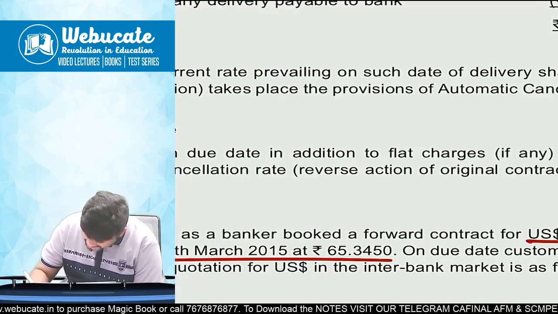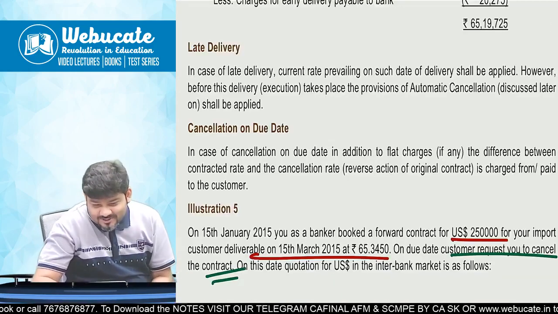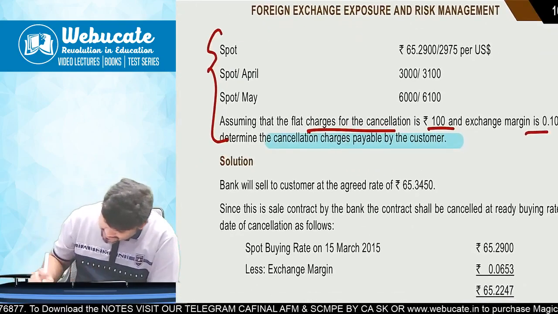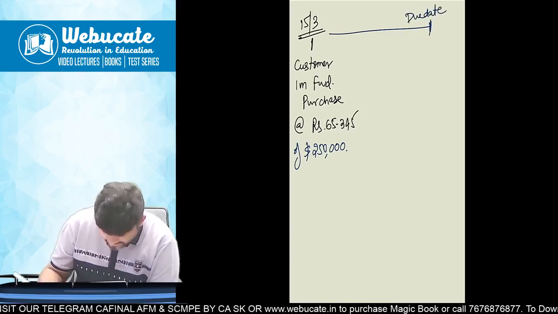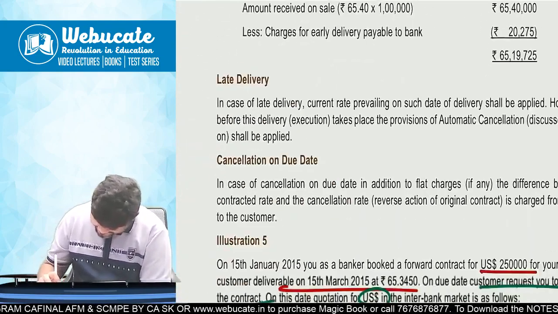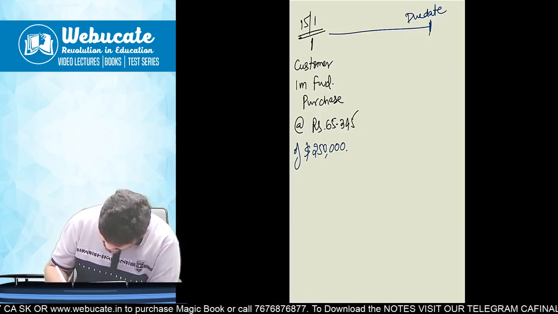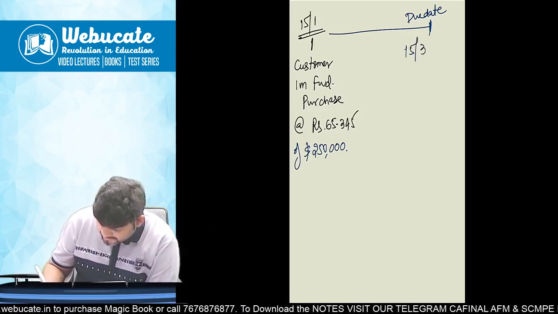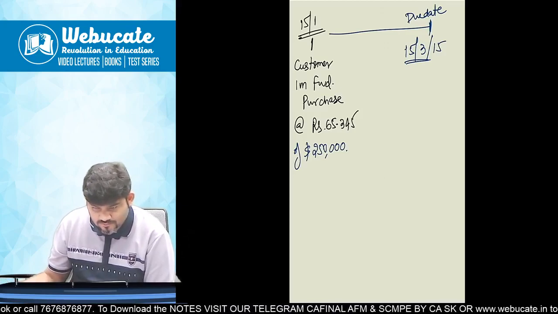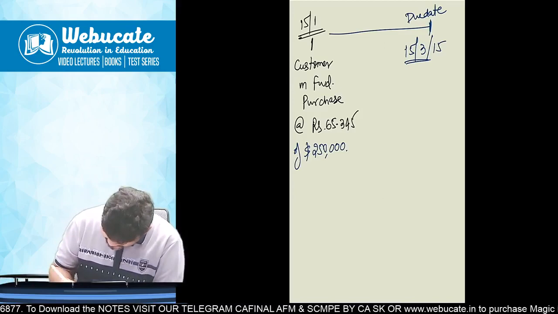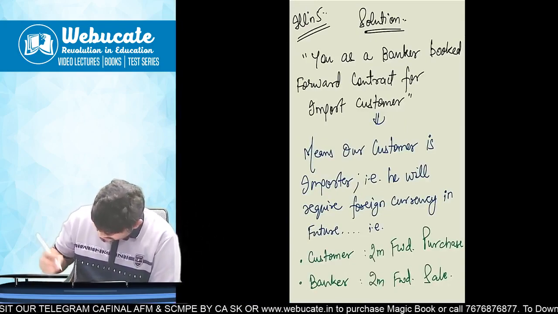Then continue. On due date, the customer requests you to cancel the contract. Oh boy, how can you do that, customer? On this date, the quotation for US dollar in the interbank market is as follows. Now, he comes to us on the due date. When is the due date? 15th January and then 15th March. Sir, 2 month forward. Okay, my bad, 2 month forward. Okay, done.